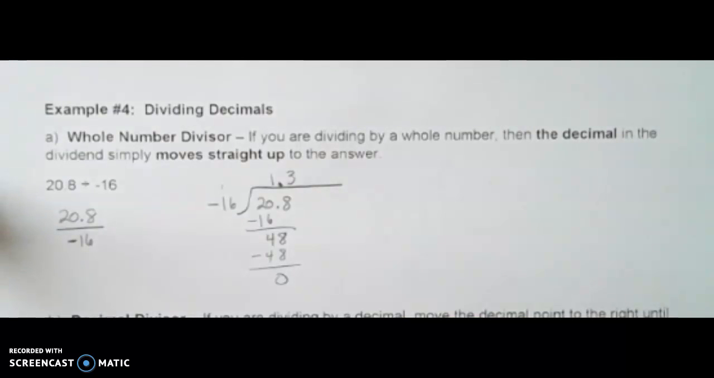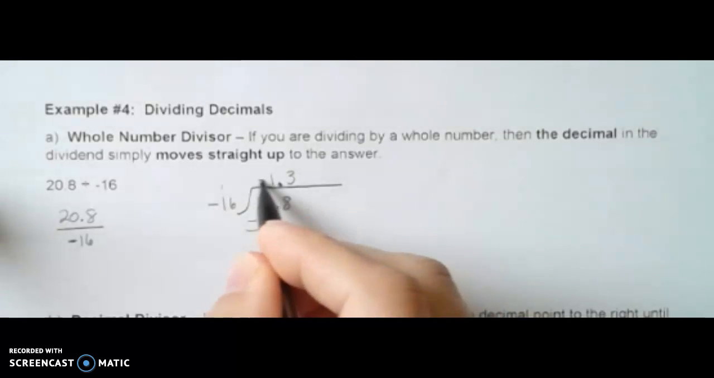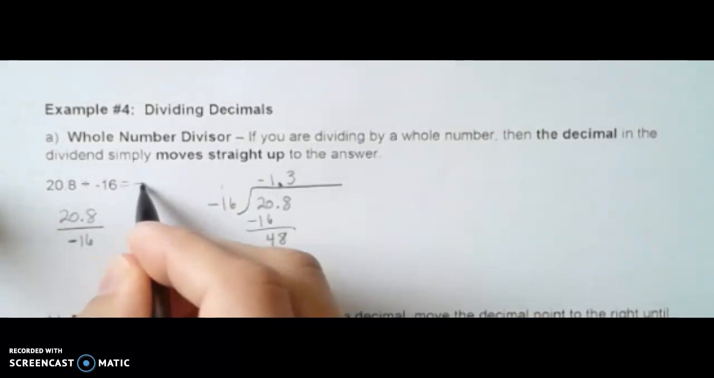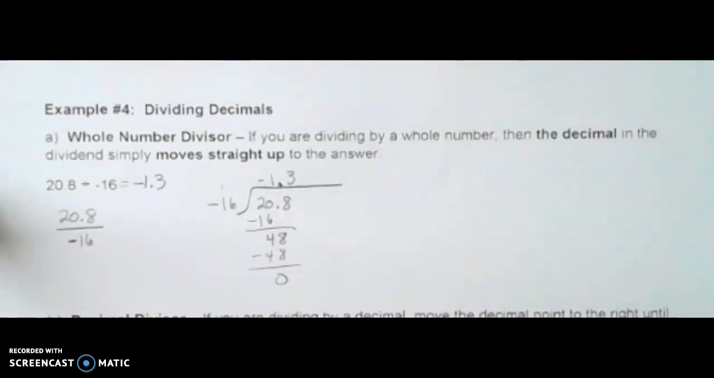And now pay attention to the signs. A positive divided by a negative would be a negative. And so our answer here is negative 1 3/10. Okay, so this is the easiest example if your divisor is a whole number. Again, just take the decimal and the dividend and move it straight up into your answer.